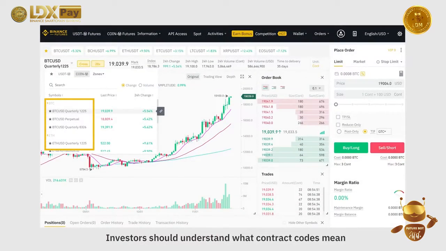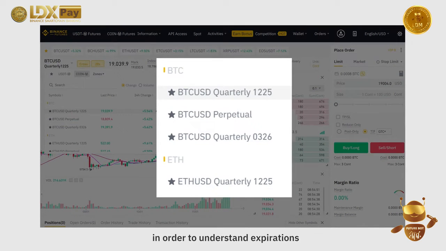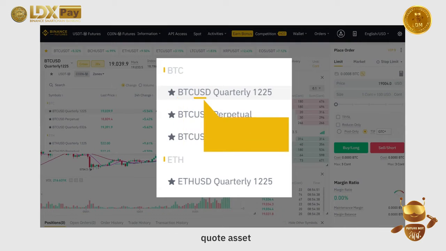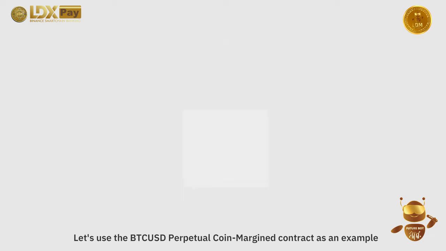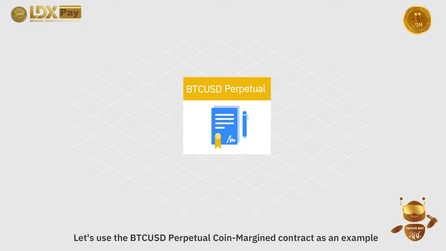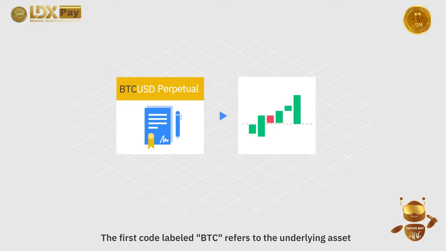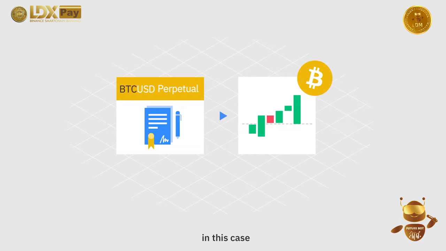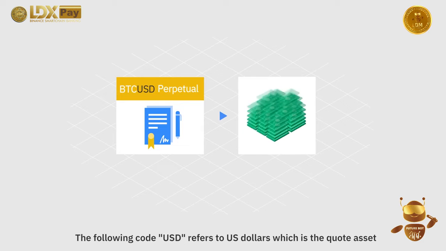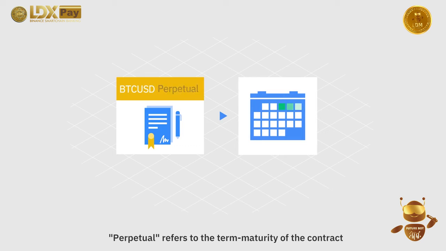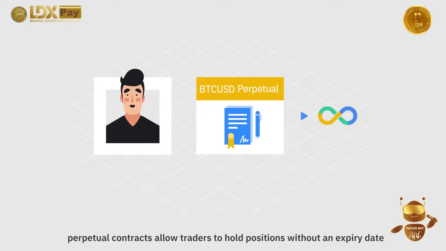Investors should understand what contract codes mean in order to understand expirations. Contract codes typically convey information about its underlying asset, quote asset, and expiration date. Let's use the BTC USD perpetual coin margin contract as an example. The first code, labeled BTC, refers to the underlying asset, in this case, Bitcoin. The following code, USD, refers to US dollars, which is the quote asset. Lastly, perpetual refers to the term maturity of the contract. In this case, perpetual contracts allow traders to hold positions without an expiry date.